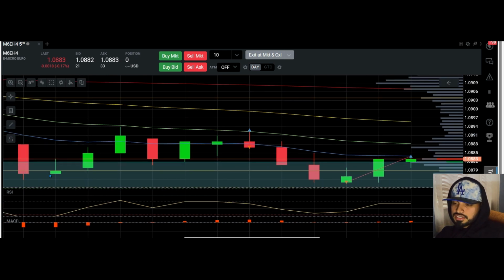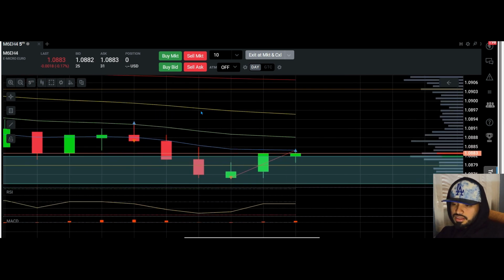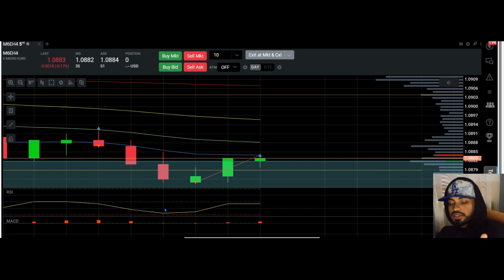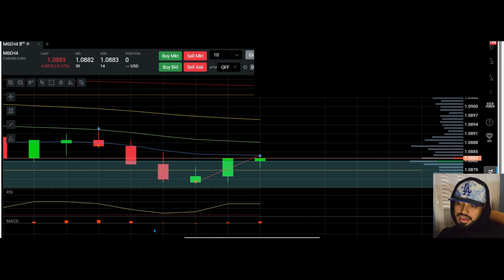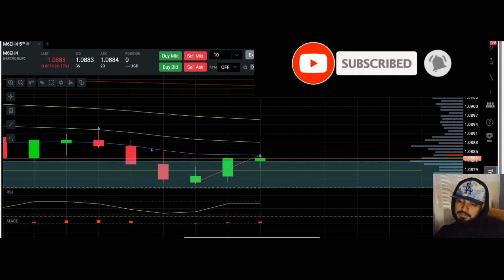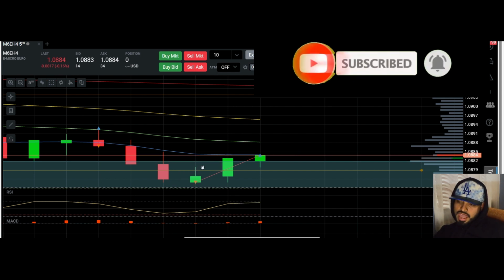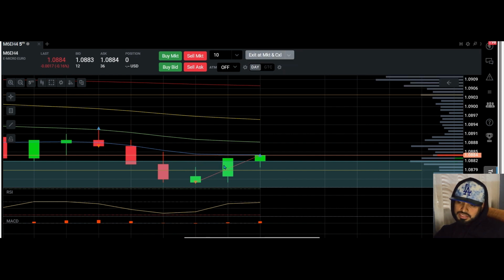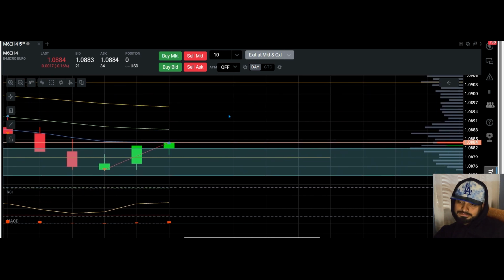So, it got supported, came up, got rejected by the 24, and gave me an EMA bounce. Right here, EMA bounce. At the time, RSI was down, MACD was down. I'm like, okay. But there is a support level, so it was questionable. But that's why you have your stops, so it doesn't go crazy. And then it got back up because it got supported by this level, and that's it. And that's how you lose gracefully.